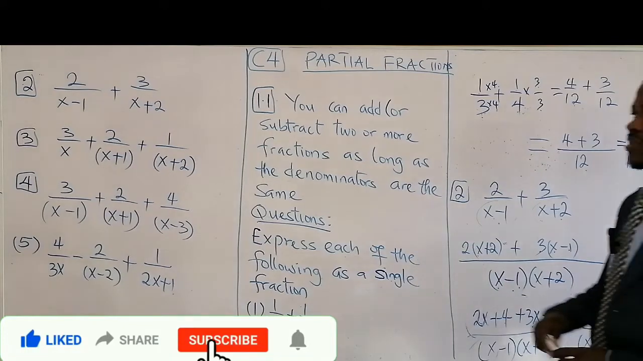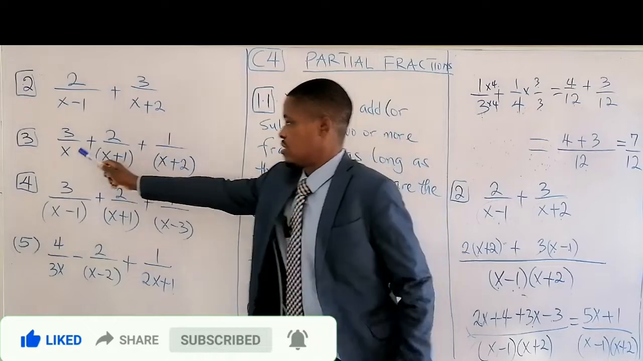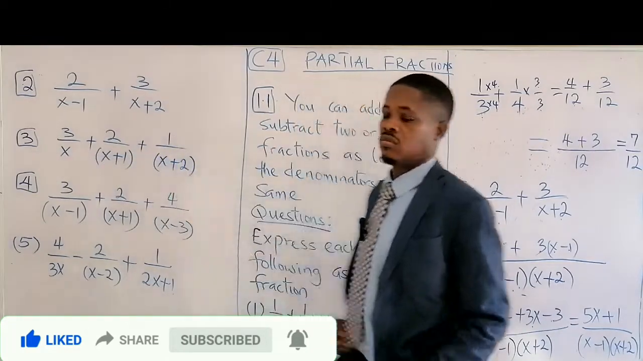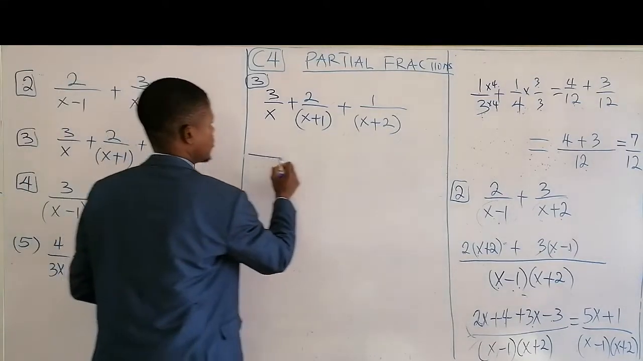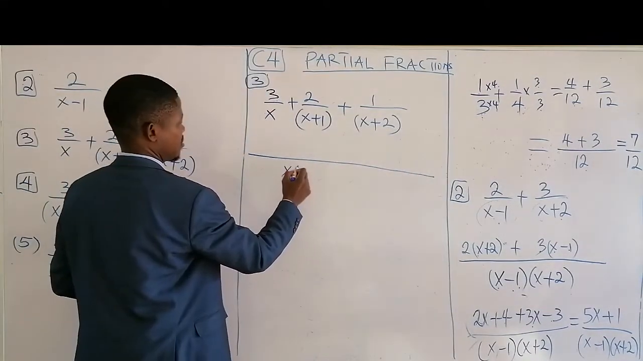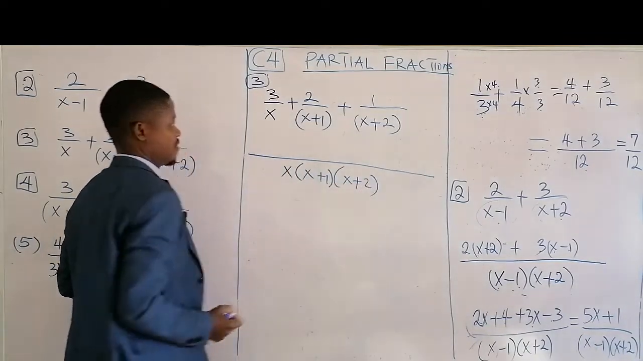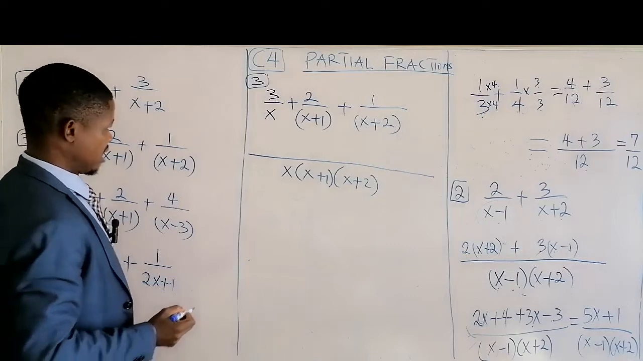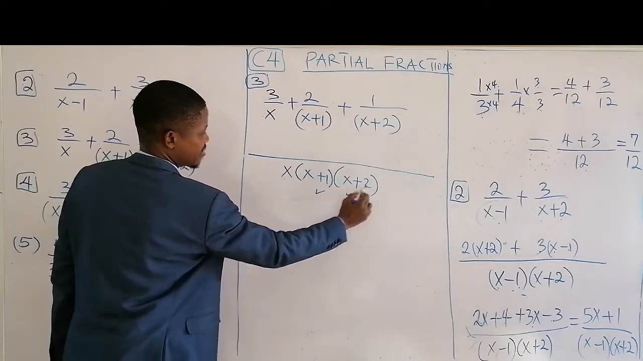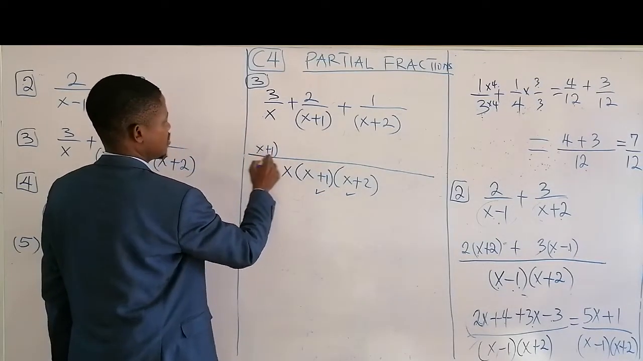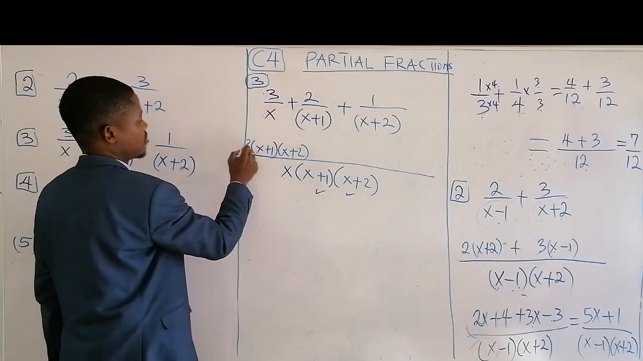Question 3 has 3 different factors. This one, and this one. So this is question 3. The first thing we do is to find the common factor. It is this times x plus 1 and then times x plus 2. So that's the common factor. So then what we now do is this and this we cancel. You have this. So we have x plus 1 times x plus 2, and then times the numerator 3.